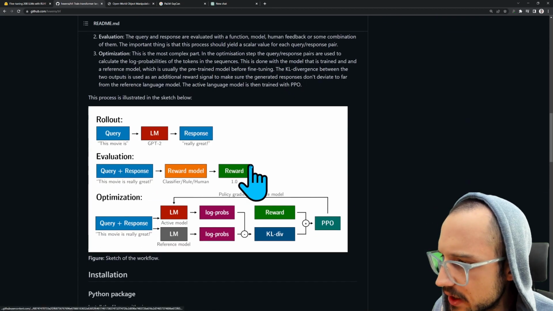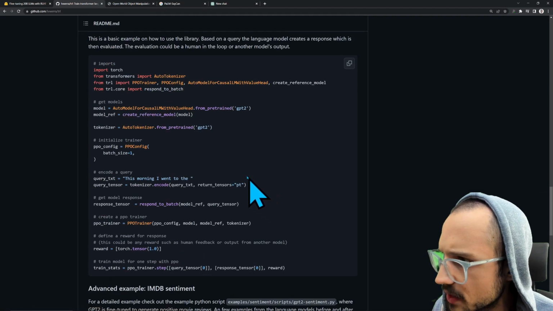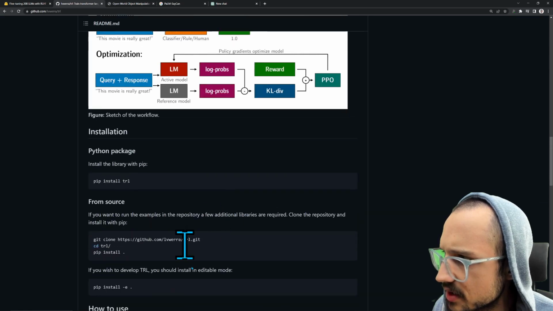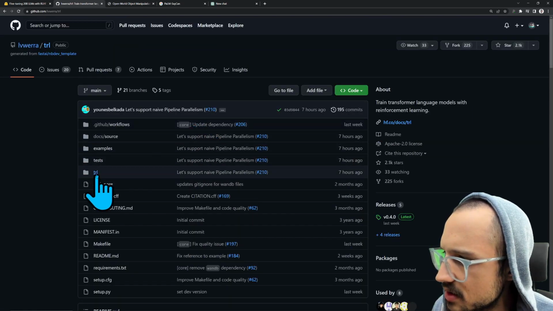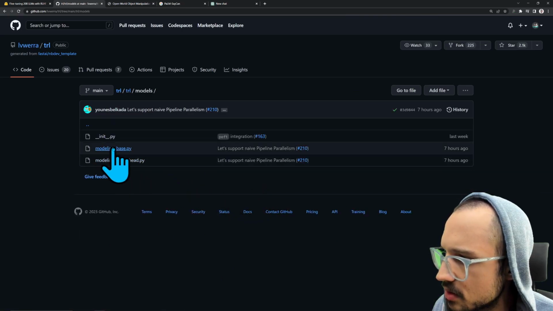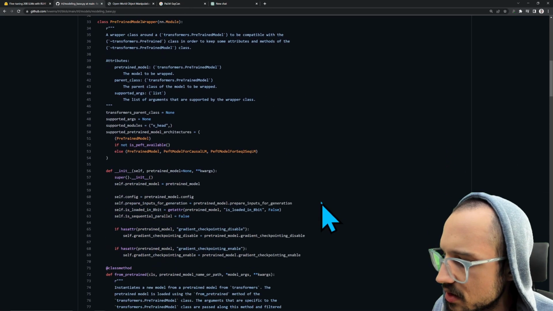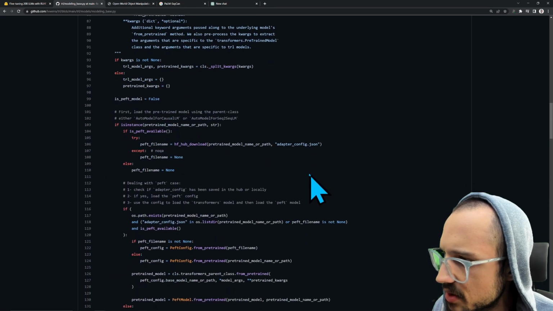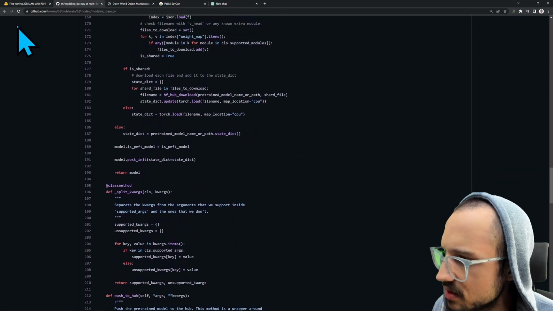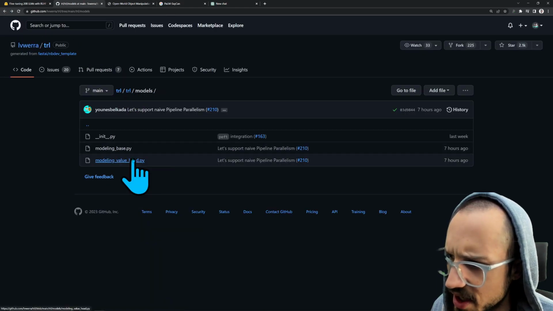PPO Trainer. PPO Trainer, PPO Config. Let's see. TRL models. Modeling base. HuggingFace, HuggingFace download, PEFT config. From pre-trained. Okay, it doesn't look like they're using any external reinforcement learning libraries here, but that's also why they only have PPO implemented, right?